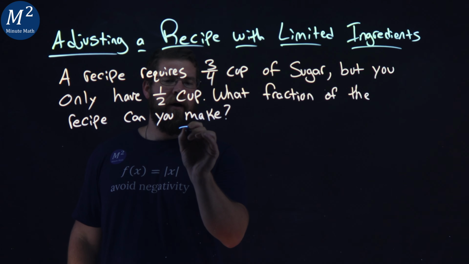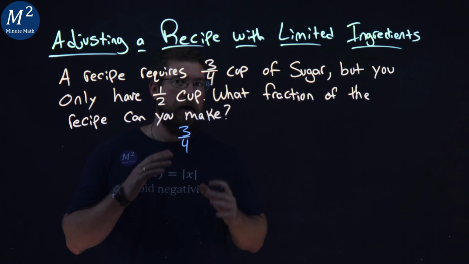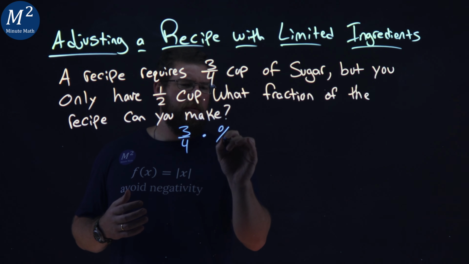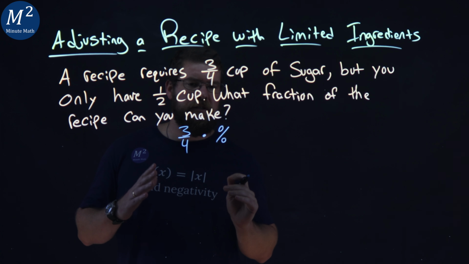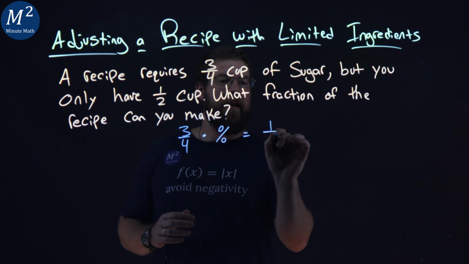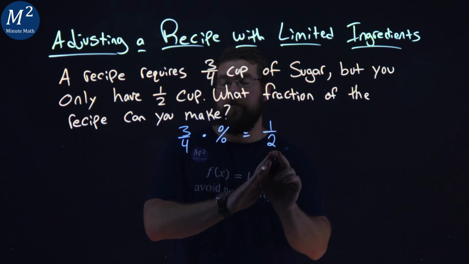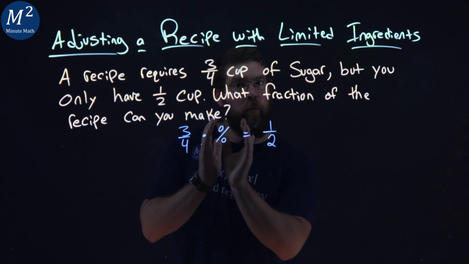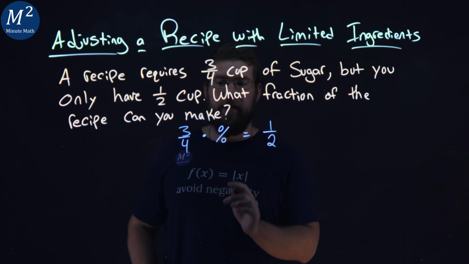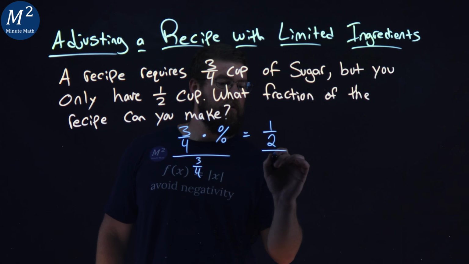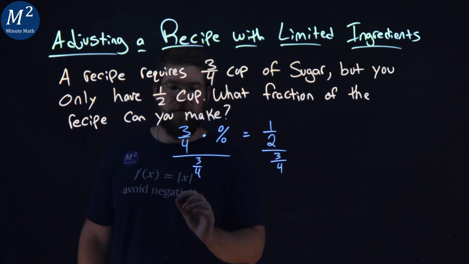Our 3/4 cup of sugar is multiplied by some percent. I'm going to write it as a percent, but our final answer will be a fraction here. Some percent here gets us to that 1/2 that we have of sugar. So if you want to figure out what percent of that recipe we need, instead of multiplication, we're going to divide by 3/4 on both sides of the equation.